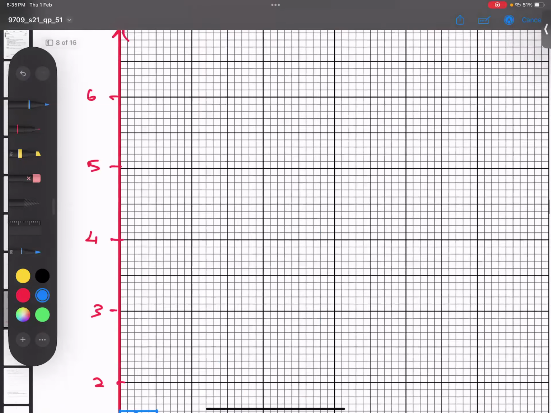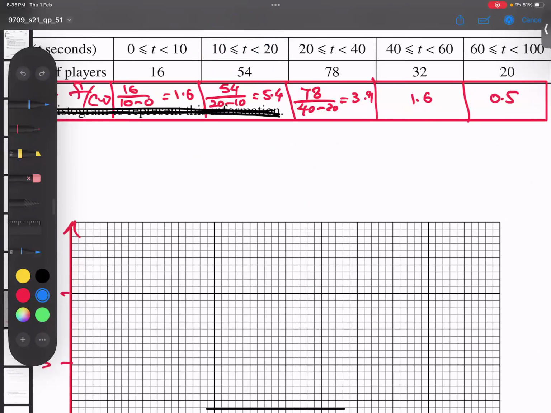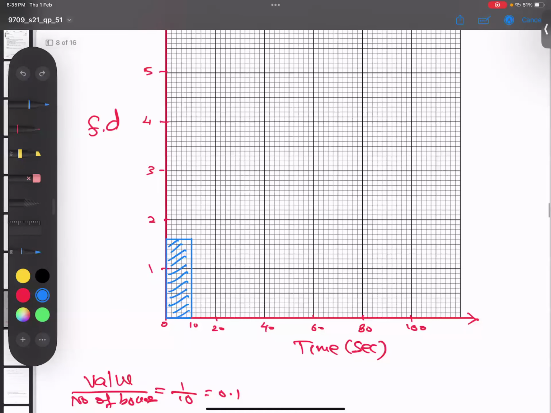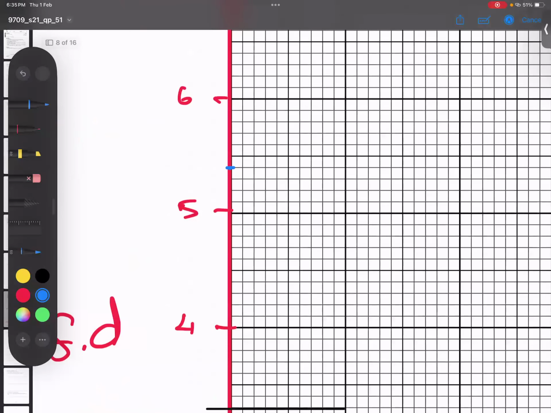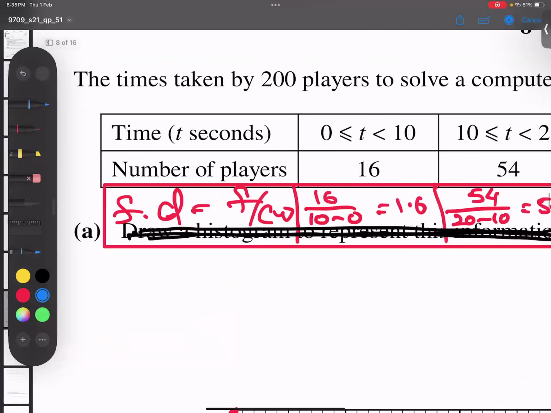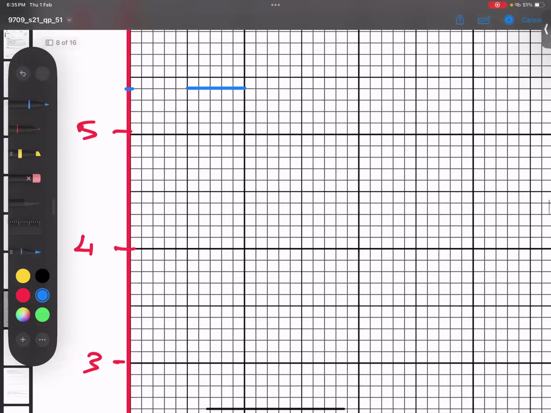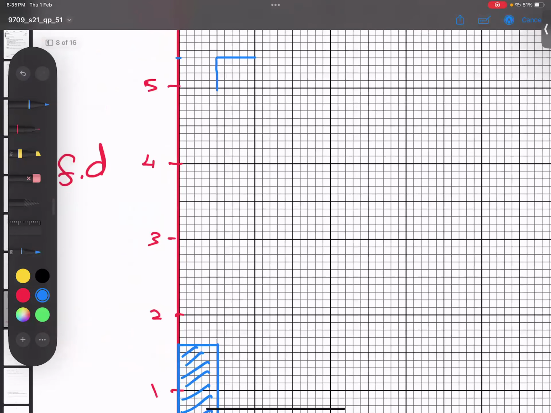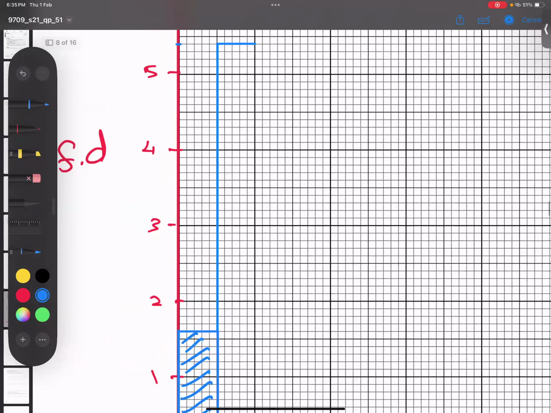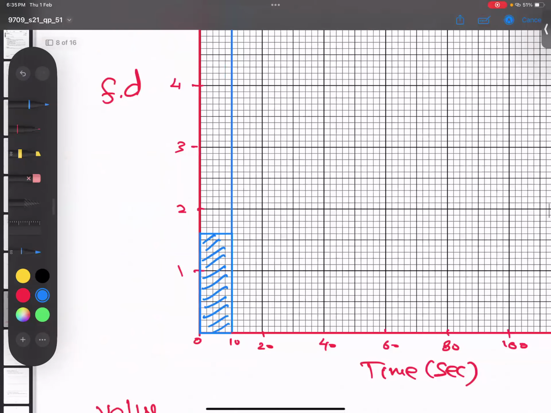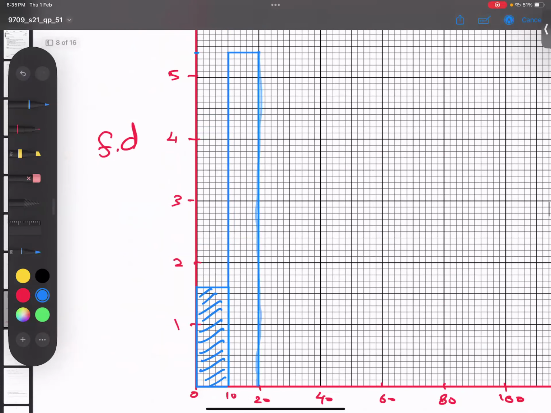For the next part, we see carefully that it starts from 10, ends at 20, with height 5.4. So 5.4 is here. So it starts from 10, ends at 20, at 5.4. I'm going to join it, and then join from here till here. Shading is not compulsory. If you make it, good; if you don't shade it, no problem at all. So two parts are over. Let's go for the next part.